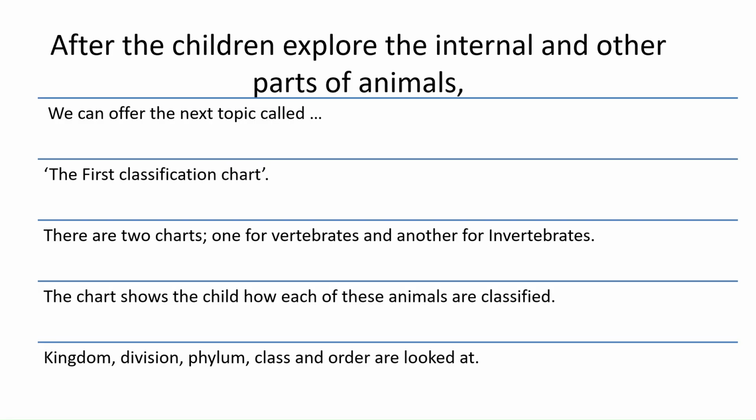After the children explore the internal and other parts of animals, we can offer the next topic called the first classification chart. There are two charts, one for vertebrates and another for invertebrates. The chart shows the child how each of the animals are classified. Kingdom, division, phylum, class, and order are looked at.